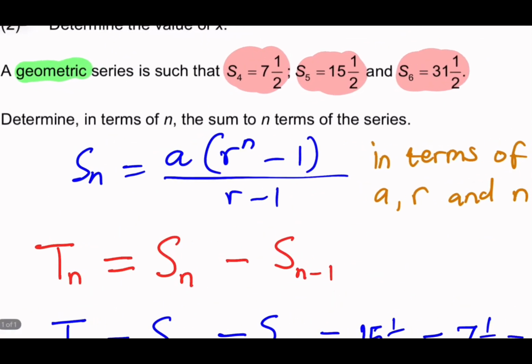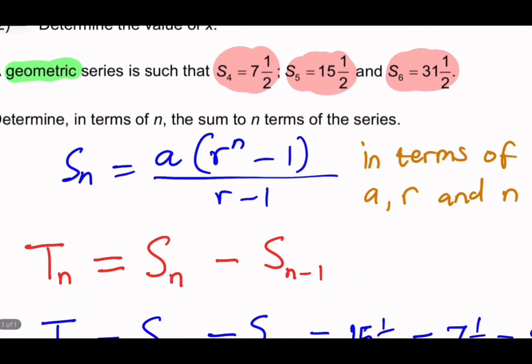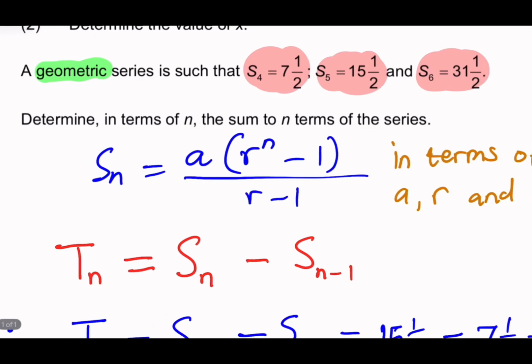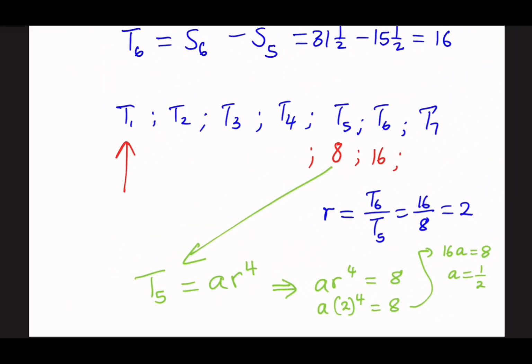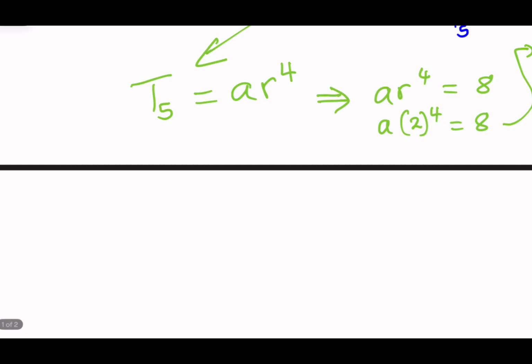Coming back here, now this equation is going to be in terms of just n, because I know A, I know R. I'm going to be changing all of those and putting in the numbers that they are, and I will have Sn just in terms of n. Okay, so I would be able to do that, and I'm going to write that down now.